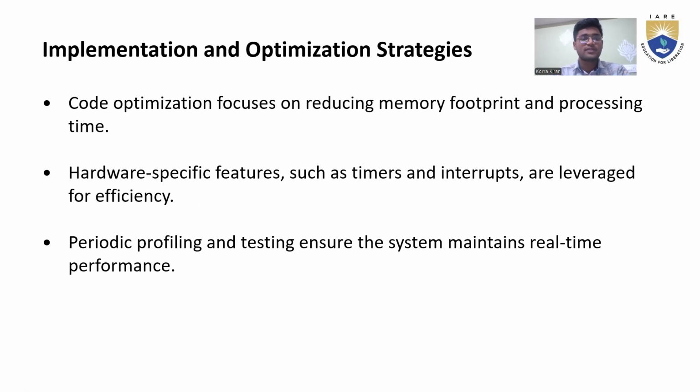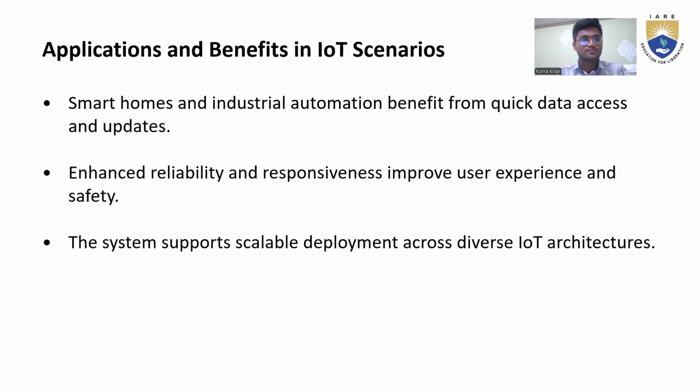Now see implementation and optimization strategies. Code optimization focuses on reducing memory footprint and processing time. This is one of the strategies of using optimization. Optimization means that hardware-specific features such as timers and interrupts are leveraged for efficiency. Periodic profiling and testing ensure system maintenance and real-time performance. Now we can see applications and benefits in IoT sensors.